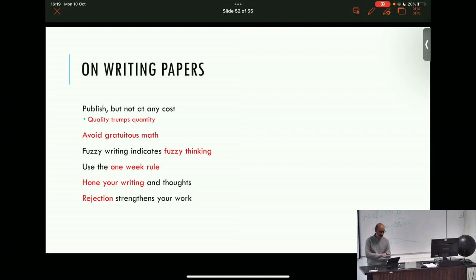Hone your writing and your thoughts. Avoid fuzzy writing and fuzzy thinking. So hone, you have to be thorough. You have to take every sentence and say, can I remove some words from it, right?